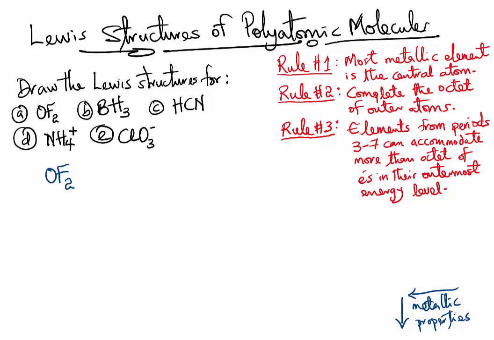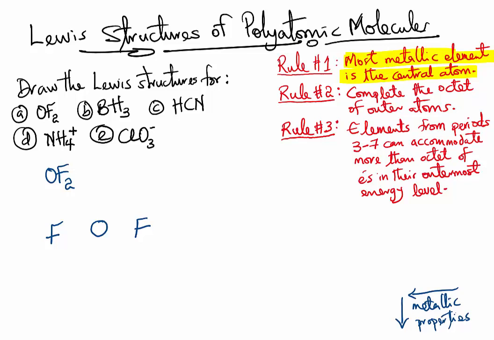We first need to find the central atom, since we have more than 2 atoms. And rule number 1 says that the most metallic element is the central atom. Now, between oxygen and fluorine, oxygen is more metallic than fluorine, which means that oxygen will be the central atom, surrounded by the 2 fluorine atoms.